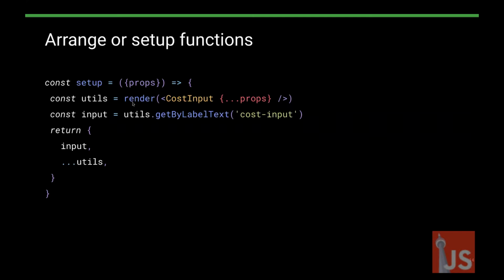This is what a setup function or arrange function or render component function will look like. It'll take props, it'll render them, and you can do utils get by label text, but you should really be using screen, but I'll get back to that in a minute. When you use render in React Testing Library, it actually returns a whole bunch of utilities and you can use them from there. But lately you're supposed to use screen. As an example, you can return the input because maybe you want to use this cost input a lot. You need to focus and type and do stuff inside of that input. You can return it from this function and then go do things with it.